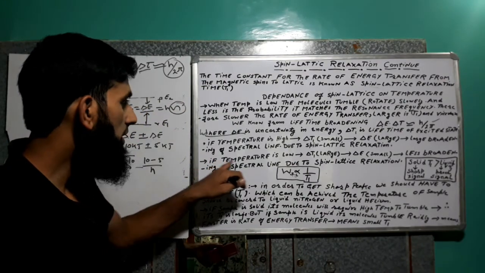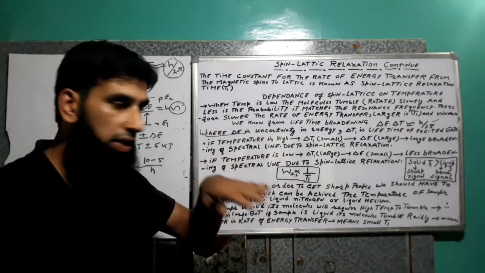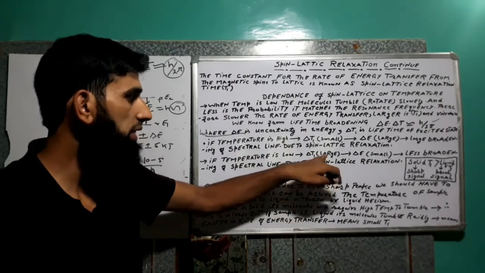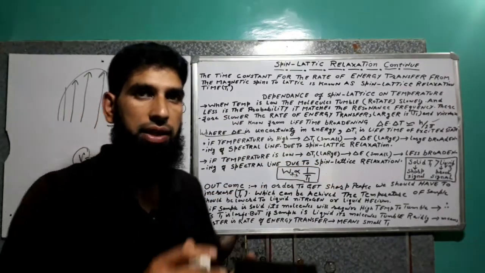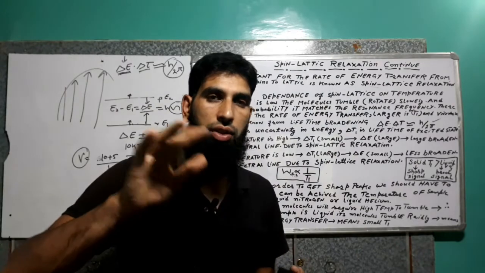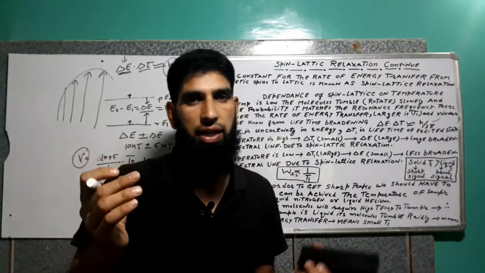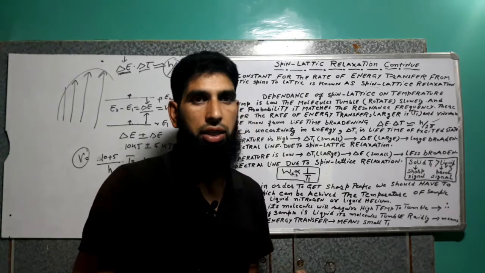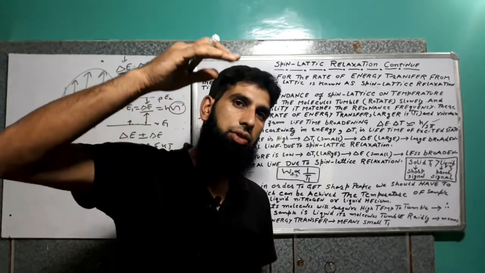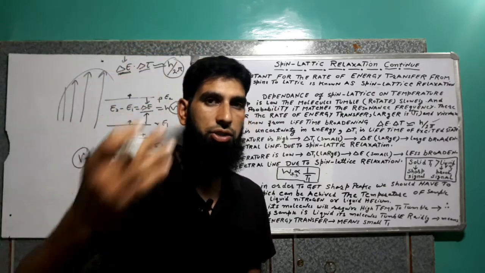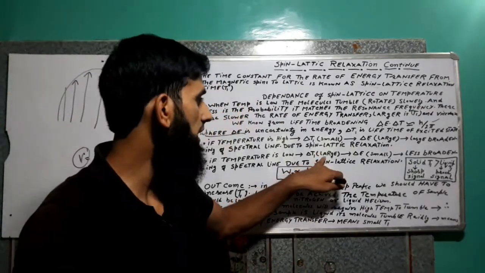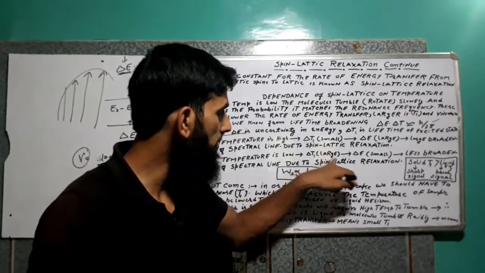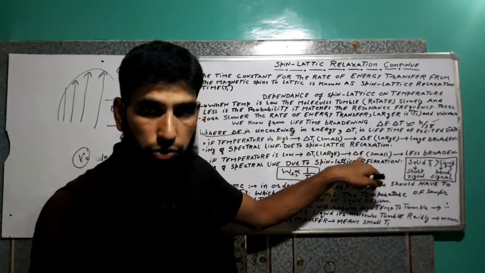Now, if the temperature is very, very low, ΔT is large. This is common. When temperature is low, molecules will not achieve the resonance frequency faster. When they do not achieve it faster, they spend a large time in the excited state. When they spend a large time in the excited state, this ΔT becomes large, and when ΔT becomes large, ΔE has to become small.